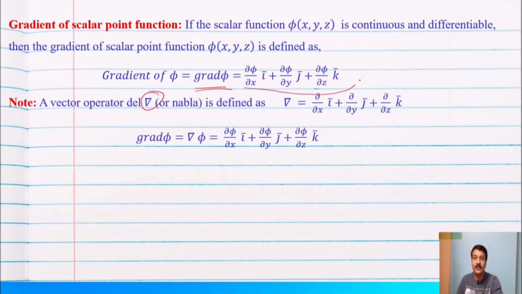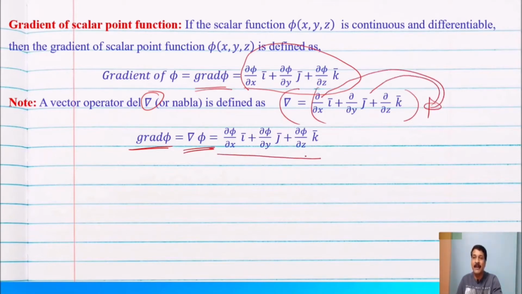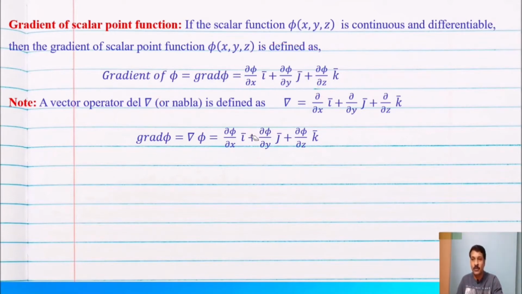So if we observe this, grad phi I can write as del phi, because if we multiply this del by phi, I get dabba phi by dabba x i plus dabba phi by dabba y j plus dabba phi by dabba z k. That is why I can write grad phi means del phi. Note that it is a simple, ordinary product, because phi is a scalar here.